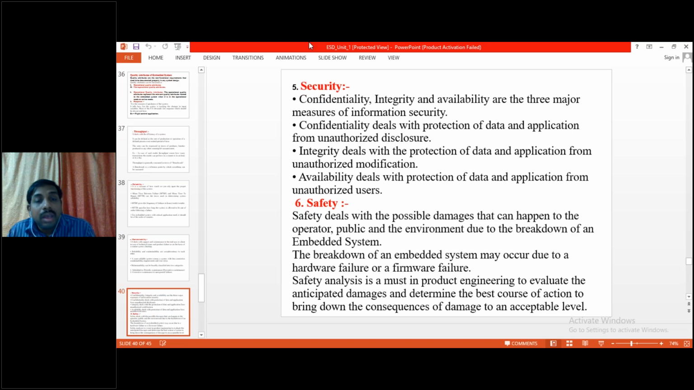Safety analysis is a must in product engineering to evaluate anticipated damages, determine the best course of action, and bring down the consequences of damage to an acceptable level. And this breakdown may occur due to hardware failure or software failure.